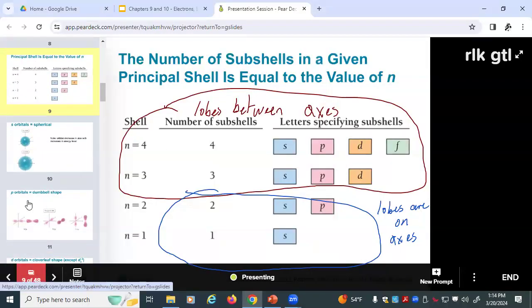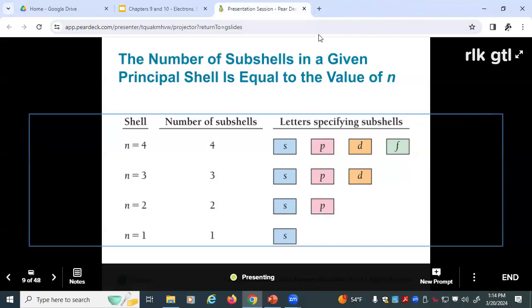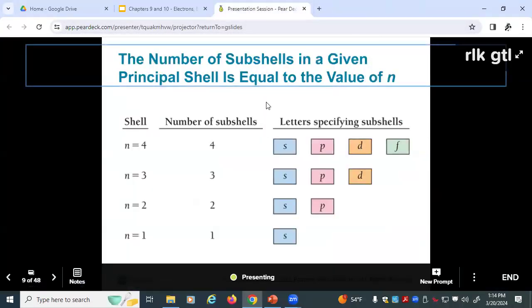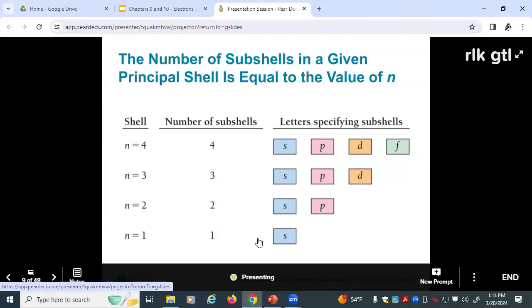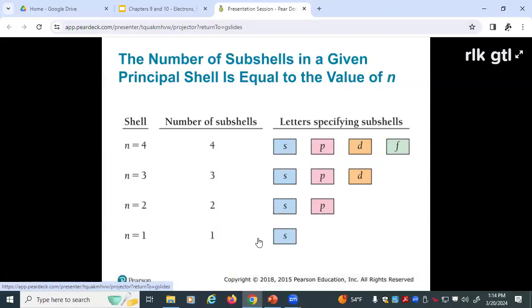Now, backtracking just a touch here. One thing that we can focus on is that because of the energy differences between the 4 different shapes, we don't see all 4 shapes in every single energy level. In fact, the energy level itself tells us how many different sublevels are in that energy level. So the first energy level only has 1 sublevel. The sublevel that it has is the lowest energy sublevel, the S.